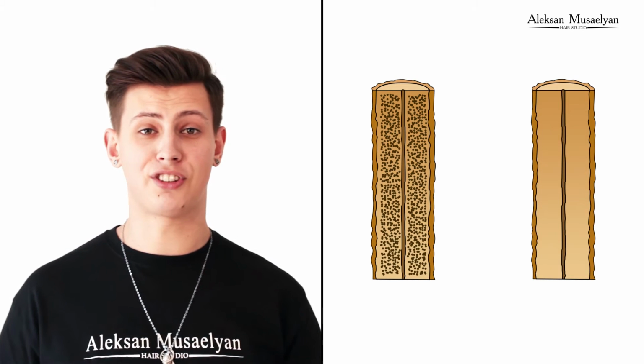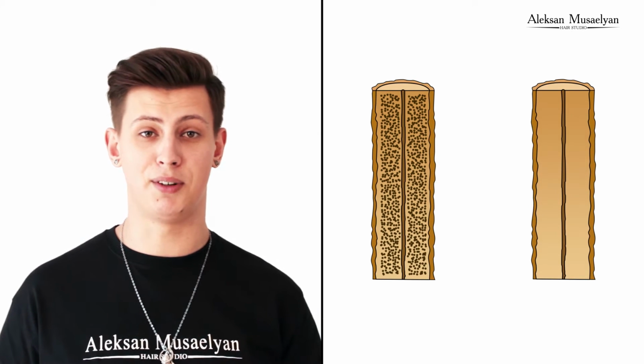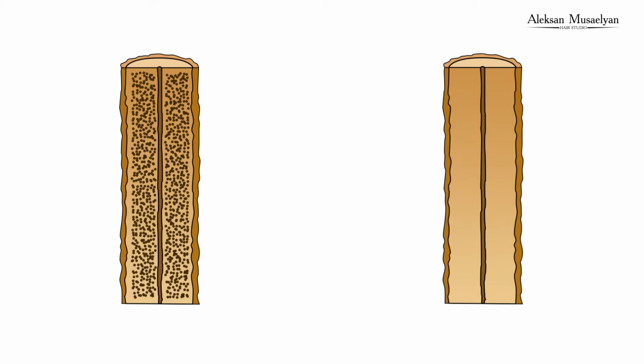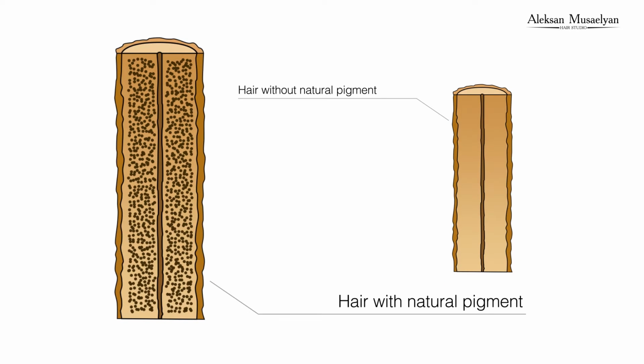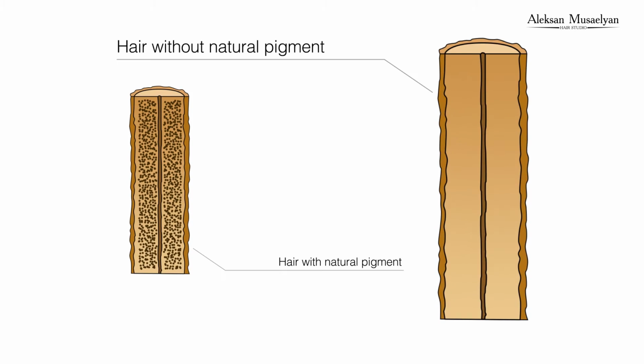Thus, from the hairstyling viewpoint, we have two types of hair with different exposed contributing pigments. The first type has natural pigments. Its exposed contributing pigment depends on the hair tone depth level. The second type is without natural pigments, and correspondingly, it has no exposed contributing pigment.